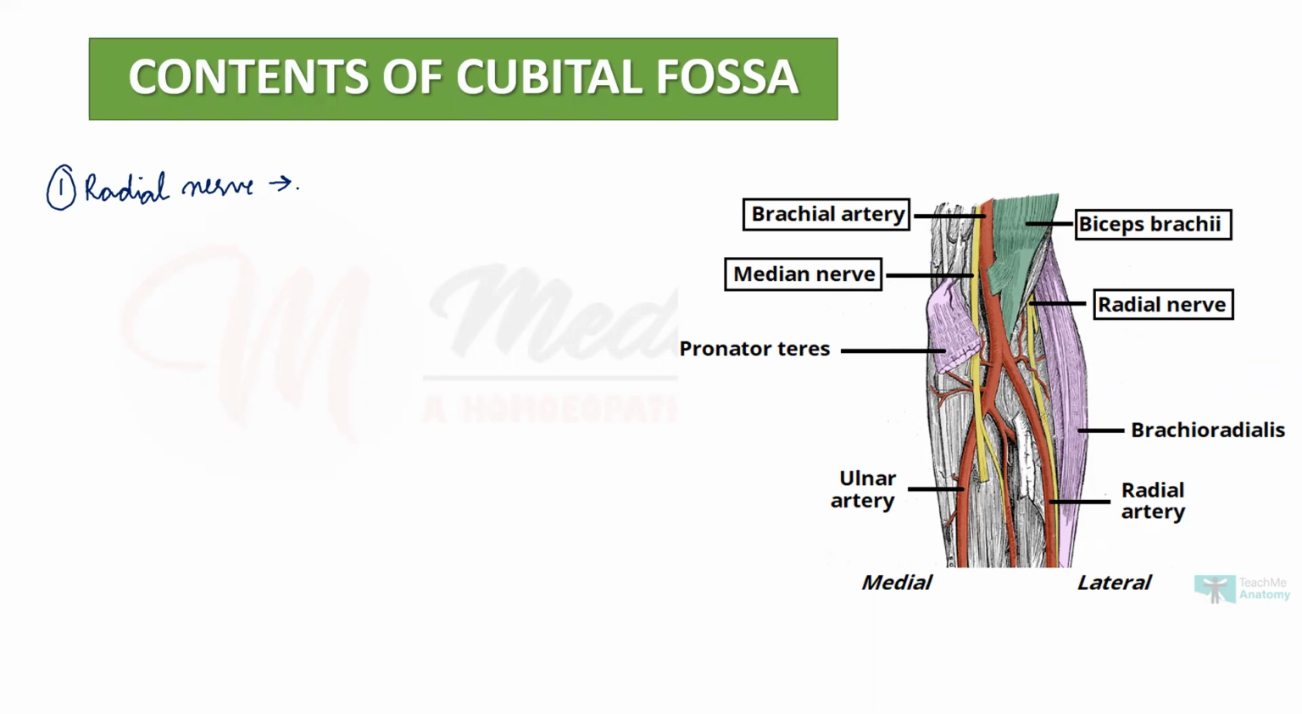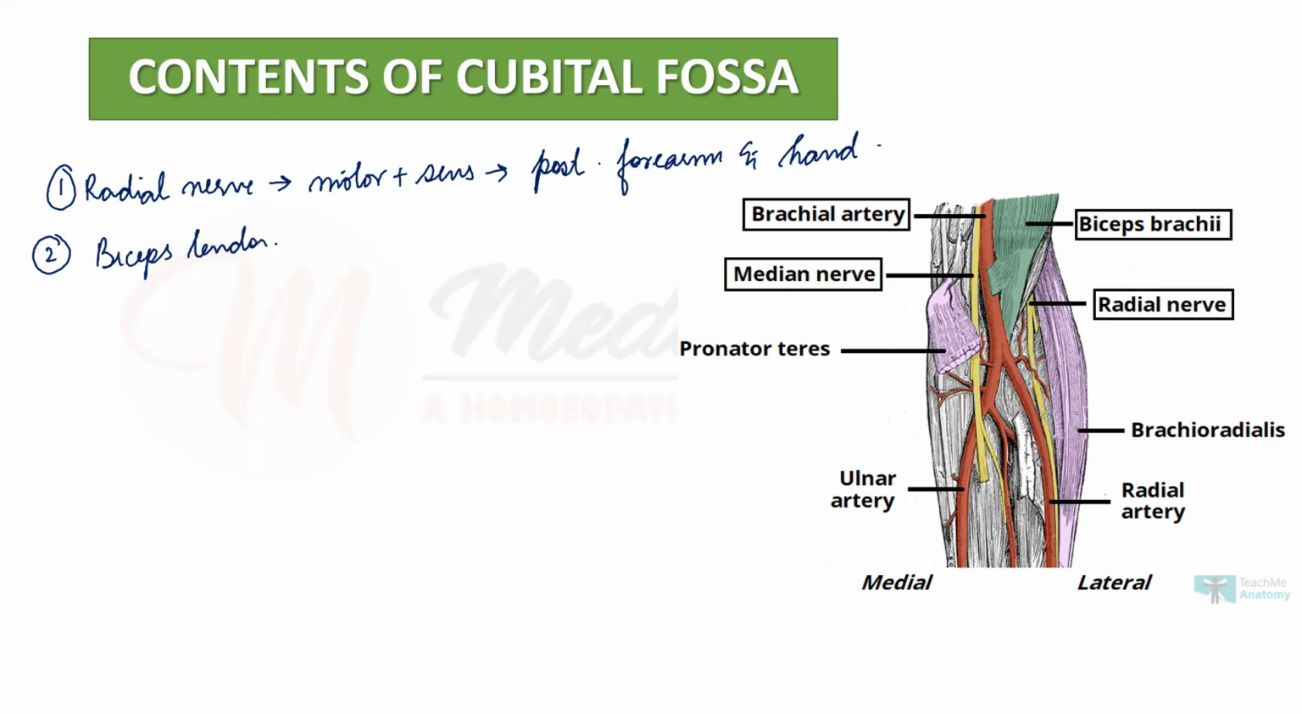Remember, the radial nerve has motor and sensory function. But where? To the posterior forearm and hand. That is about the radial nerve, the first content of the cubital fossa. Second one, we have the biceps tendon. Remember, we have a biceps tendon.